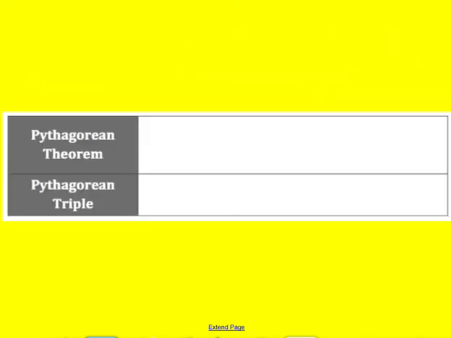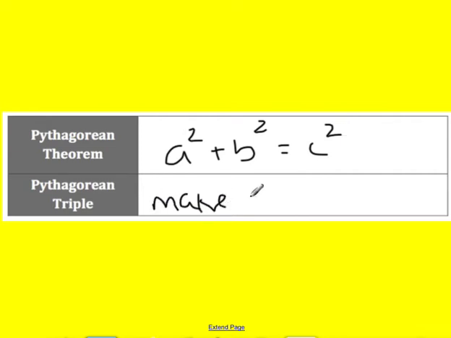So let's take a look at the Pythagorean theorem. The Pythagorean theorem is simply a squared plus b squared is equal to c squared. And now Pythagorean triples are 3 numbers that make a right triangle.